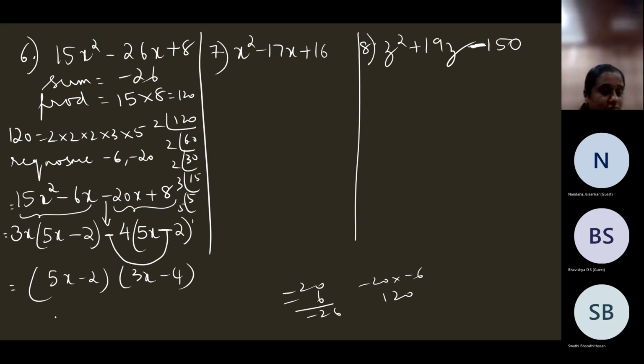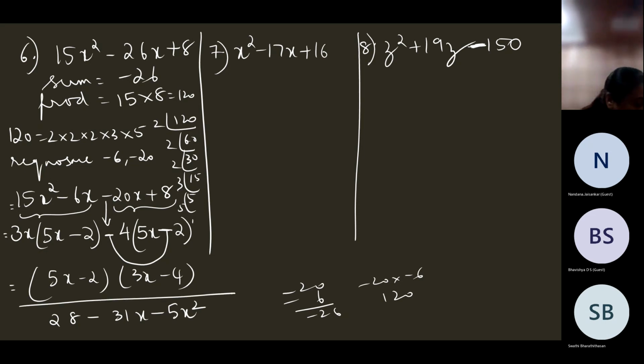So similar to this is 28 minus 31x minus 5x squared. This is your question. 28 minus 31x minus 5x squared. 7 and 8 is similar, children. So I think you can do the same thing. 7 and 8 are also expressions which have to be factorized by splitting the middle term.